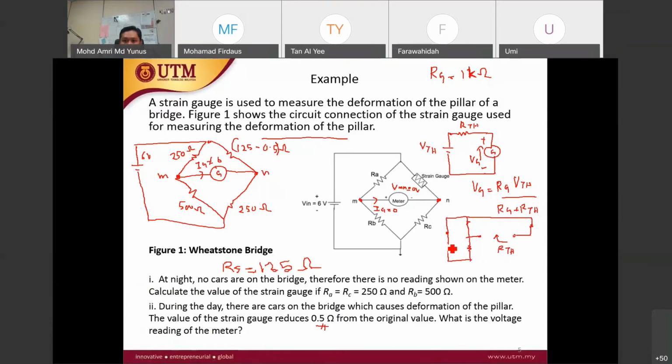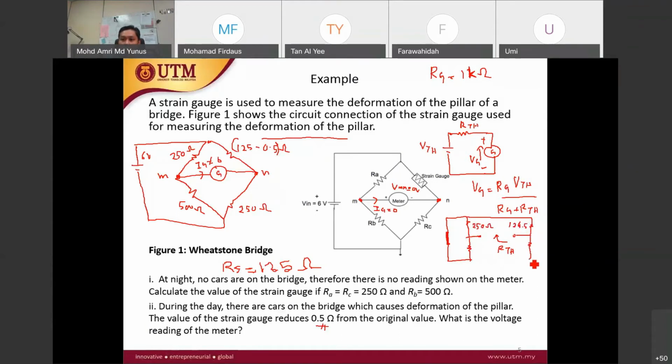So here, 6 volt, we short this one. Okay, so this is 250 ohm. This is RS, 125 minus 0.5. Okay, 124.5 ohm.